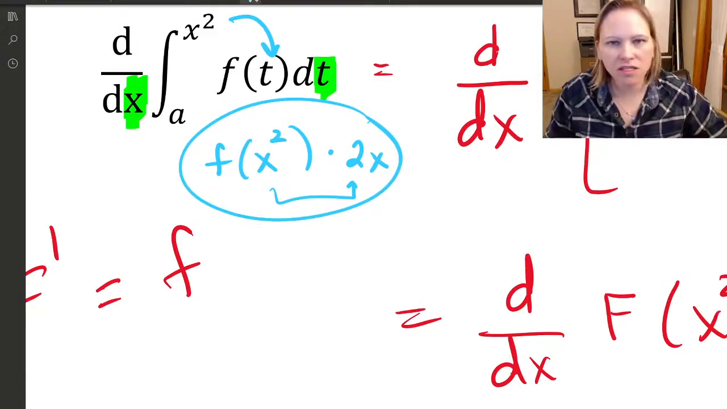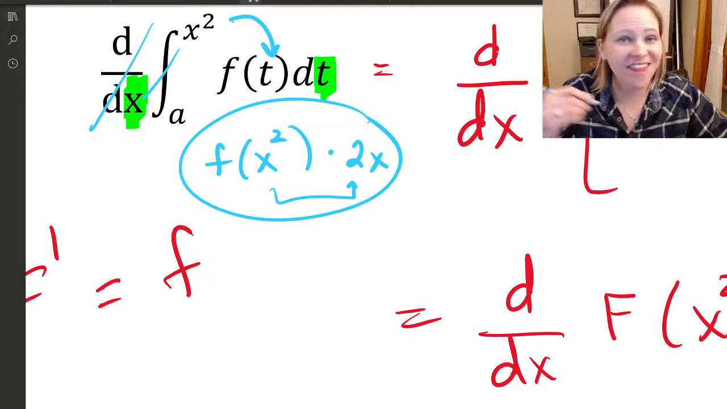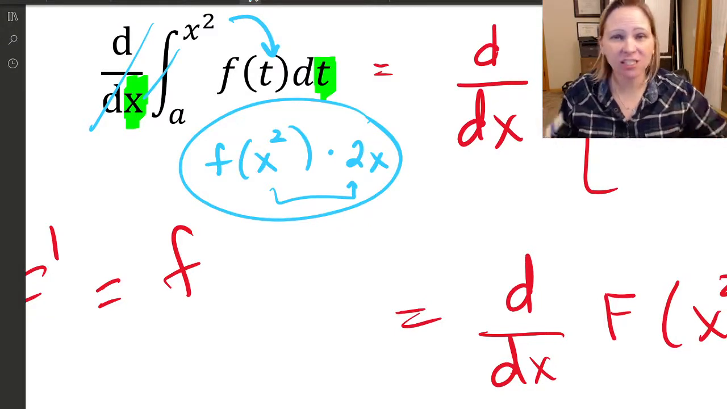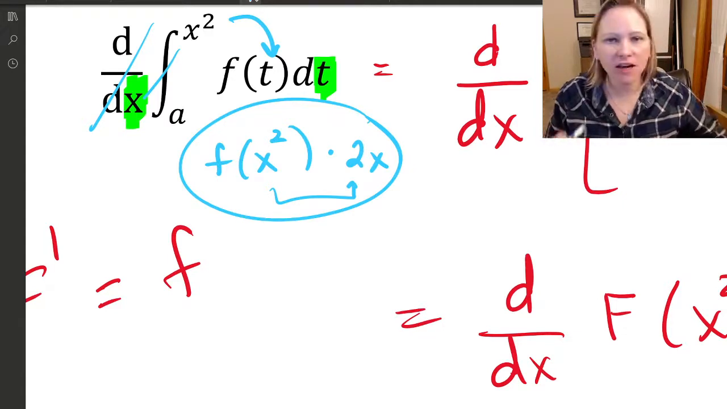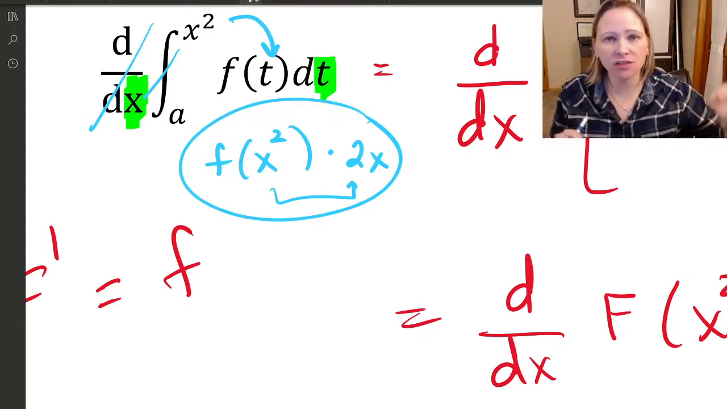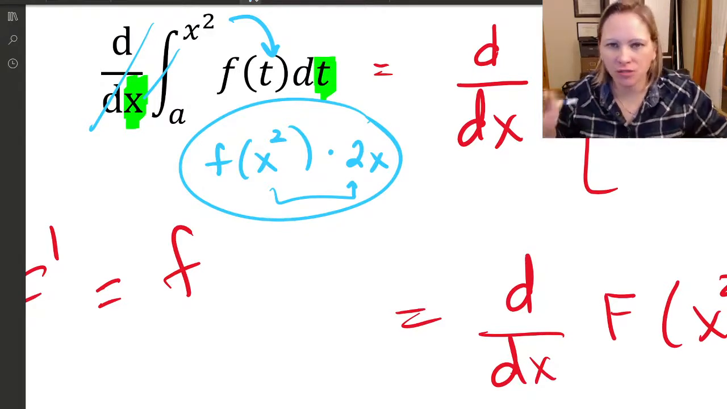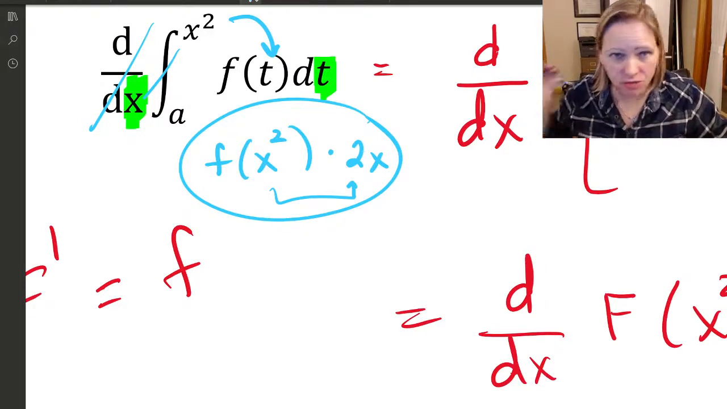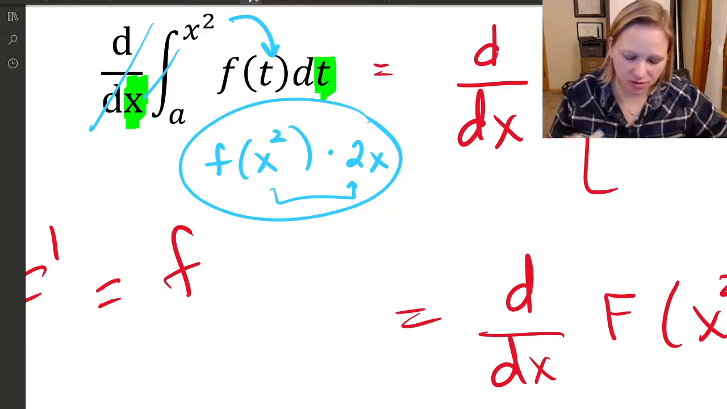And so what does this kind of teach us? It teaches us that when I have a derivative and an integral, they cancel each other out. They kill each other. And they are no more. We just have to remember that we put in that x squared for t, but then we have to tack on the chain rule because we're doing a derivative, and anytime we're doing a derivative of some function inside of a function, we have to tack on its derivative.